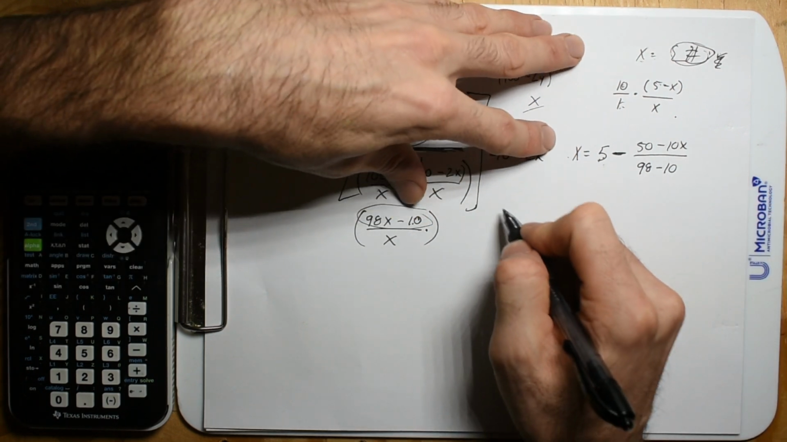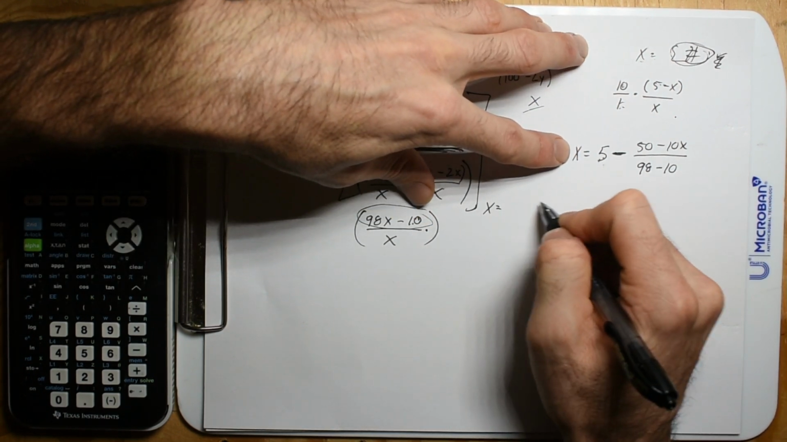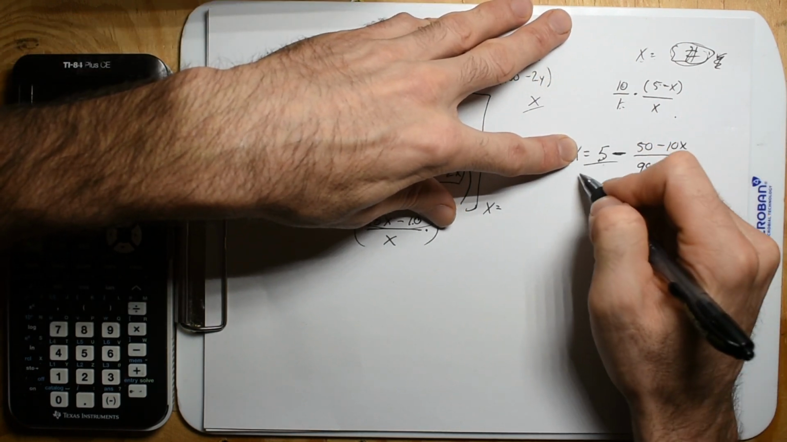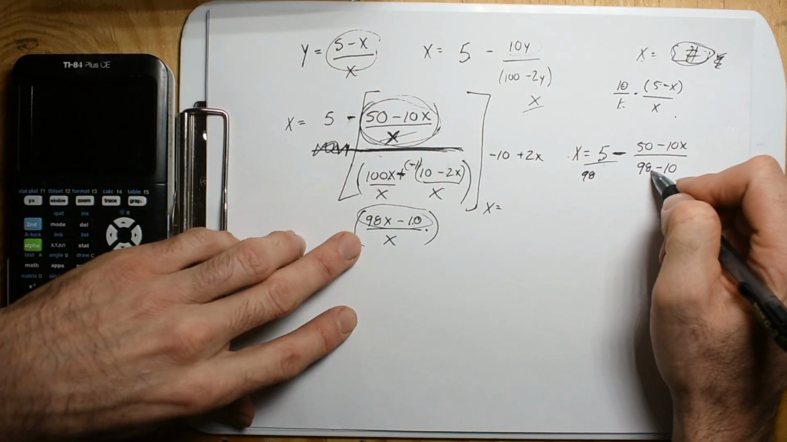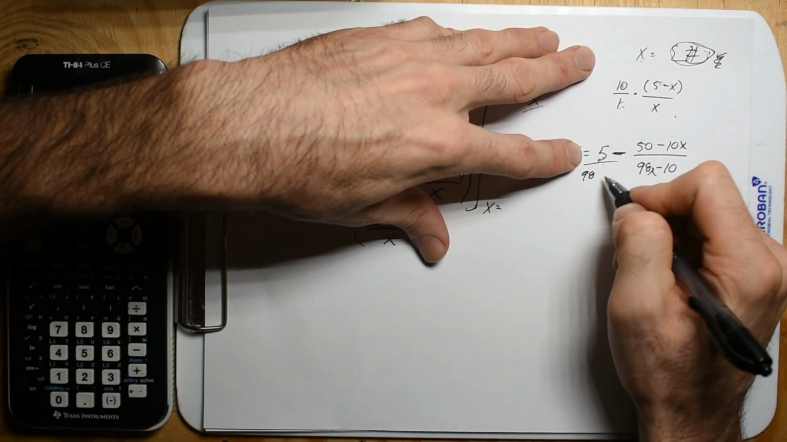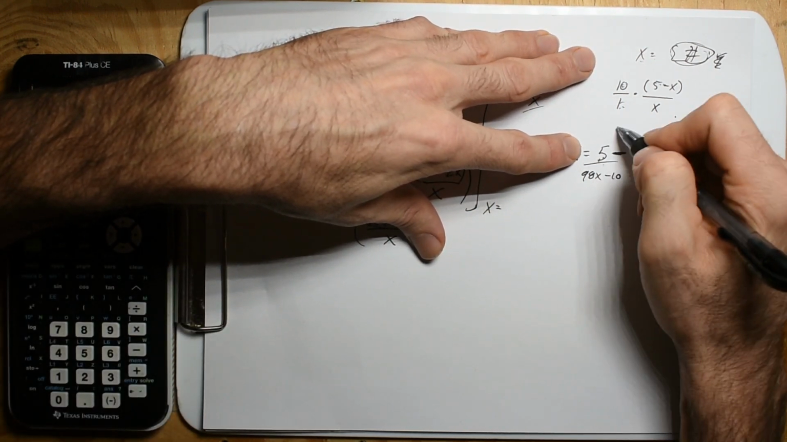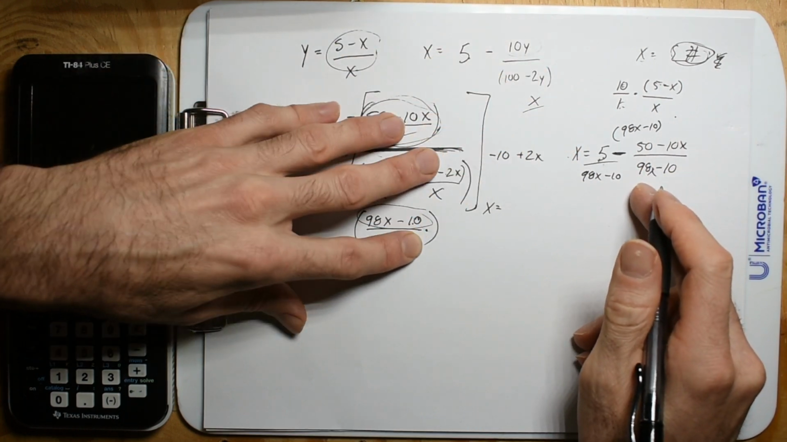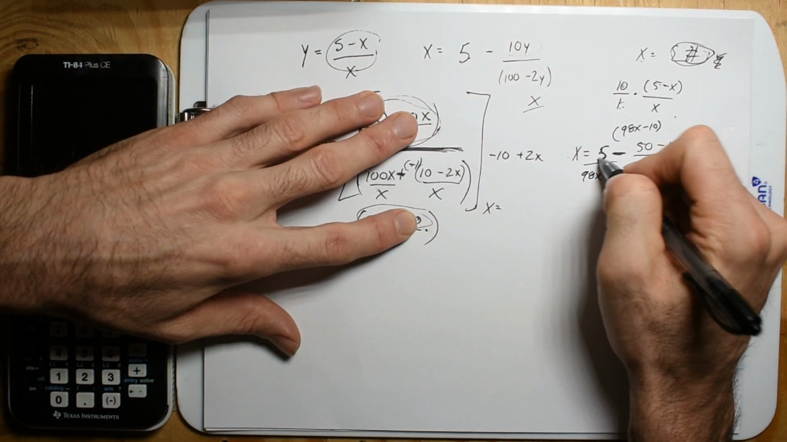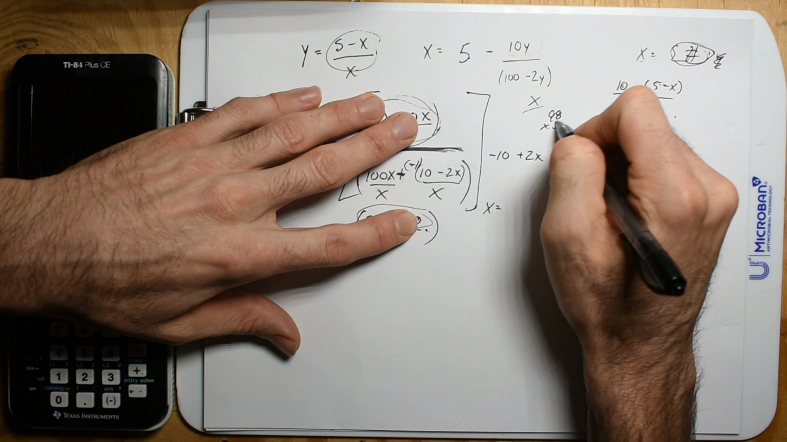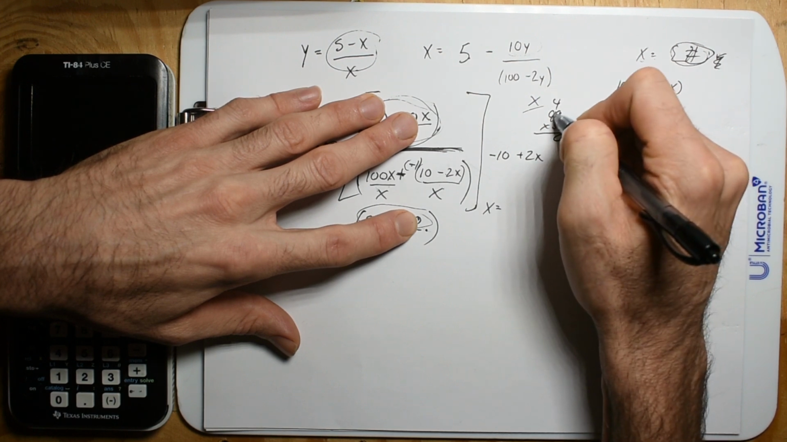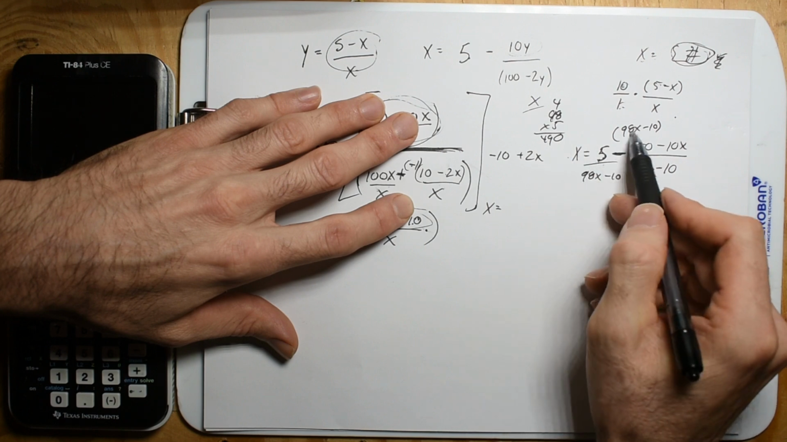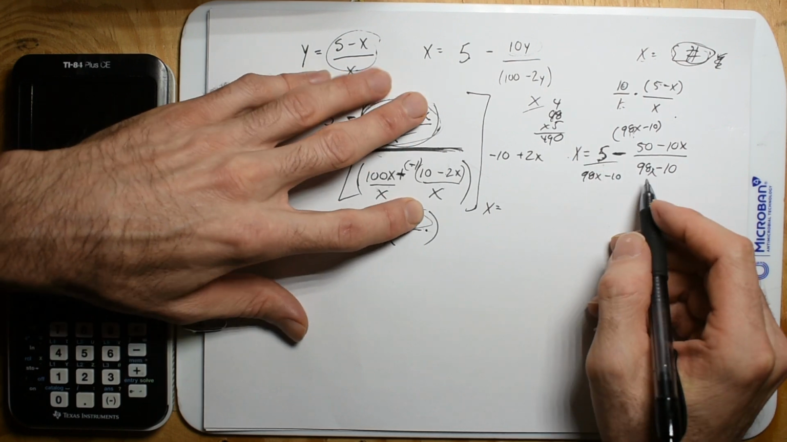Cool, let's do that. So we have x is equal to, so top and bottom by 98. And where did I lose the x right there? Sorry about that. So top and bottom by 98x minus 10. So we have 5 times 98x minus 10. So that's going to be 98 times 5. 490? Yeah, so 490.